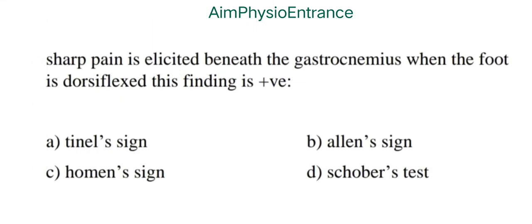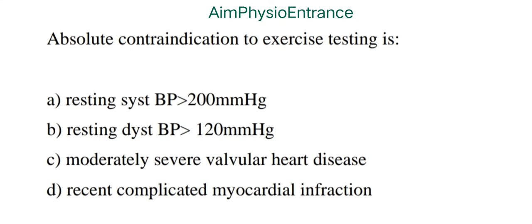Moving on to our next question. Sharp pain is elicited beneath the gastrocnemius when the foot is dorsiflexed. The finding is positive. This represents A. Tinel sign, B. Allen's test, C. Homan sign, D. Schober test. And the answer would be Homan sign.